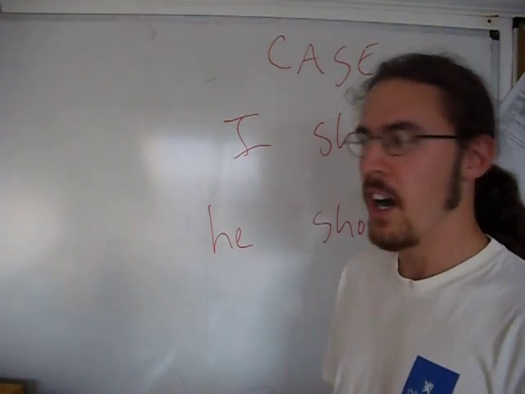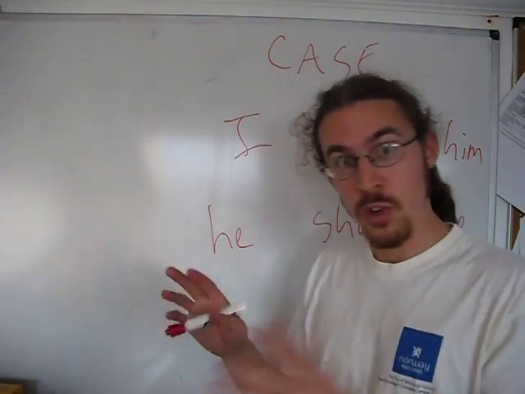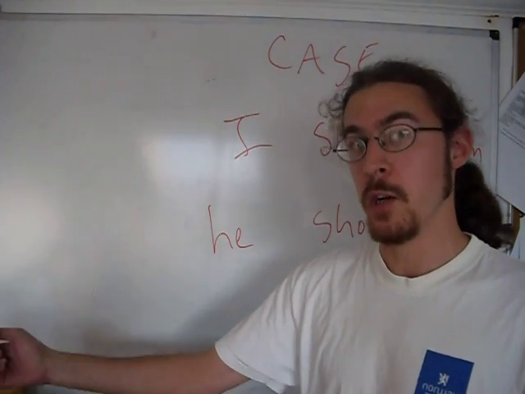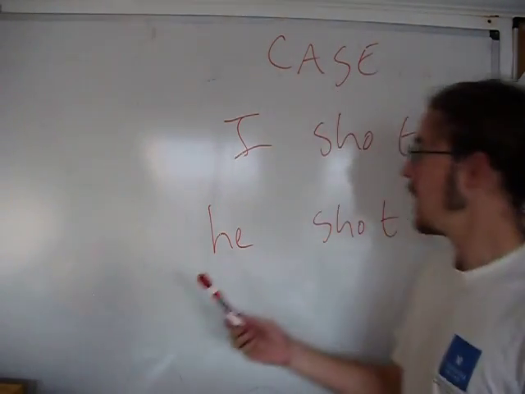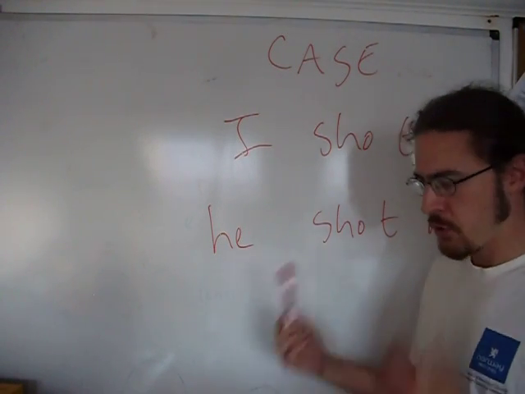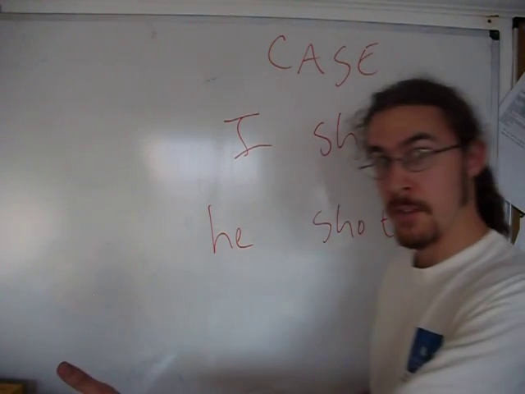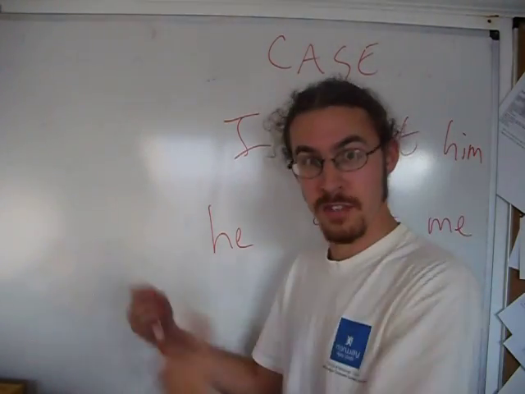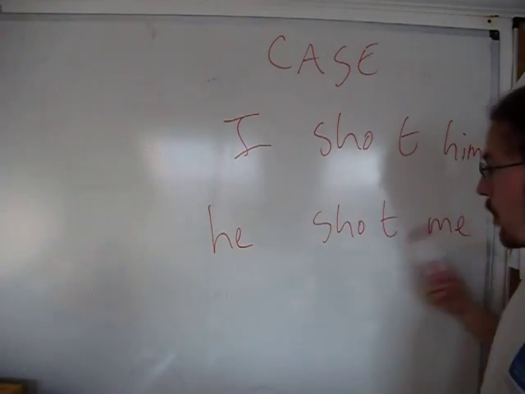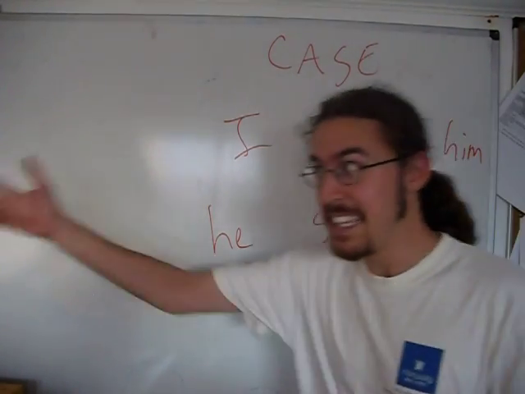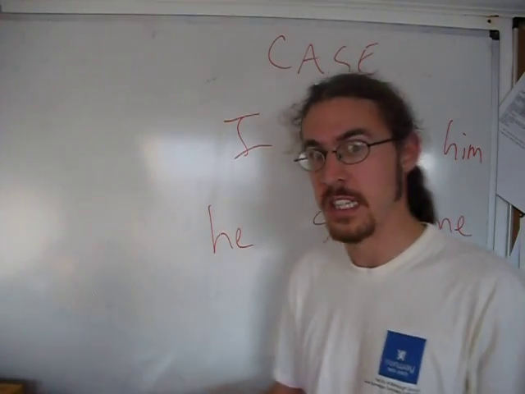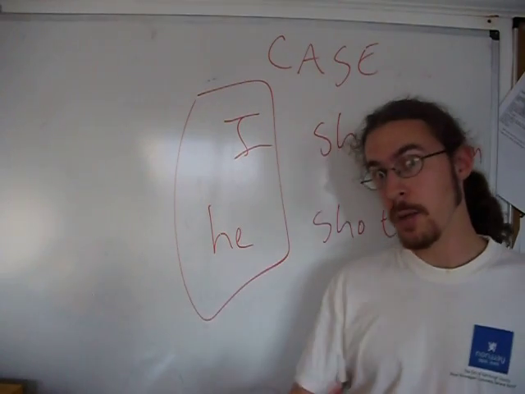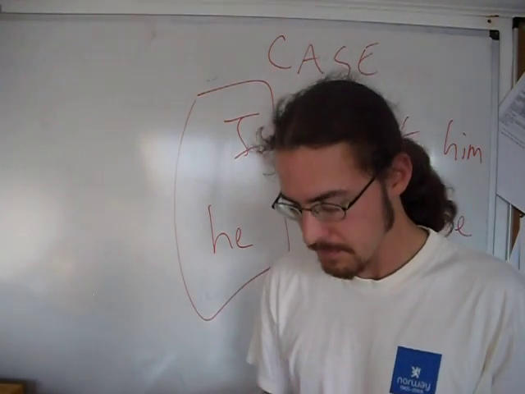Subjects are not like what the sentence is about, not grammatically. Subjects are the things that are doing the verb in a sentence. In the sentence, I shot him, who's doing the verb? Well, not the guy who got shot. I'm doing the shooting. I shot him. I shot. I did the verb. He shot me. Whoa! Okay, he shot. He did the verb. He did the shooting. So, the dude that does the verb is the subject of the sentence.